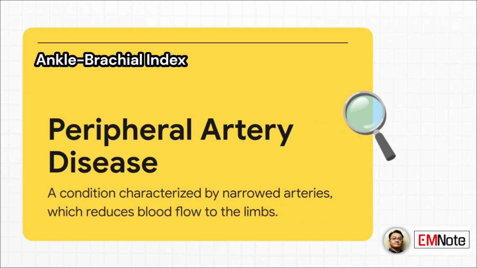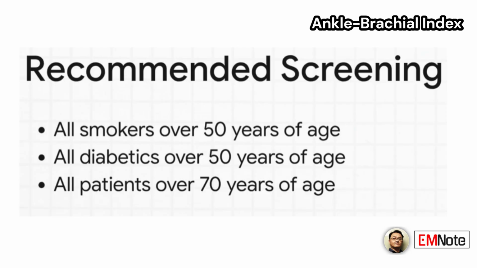And why is this useful? Well, the ABI is our main tool for diagnosing peripheral artery disease, or PAD. It's a very specific and sensitive test for this condition, where arteries have narrowed and are restricting blood flow. So who should we be screening? It's recommended for a few specific high-risk groups. Any smokers over 50, any diabetics over 50, and really all patients over the age of 70.